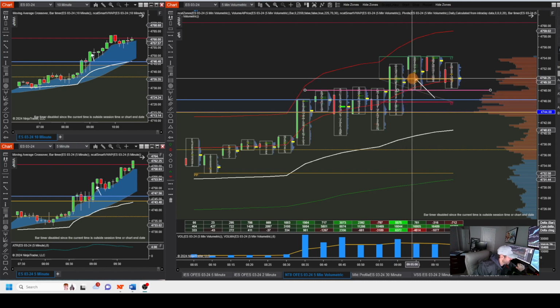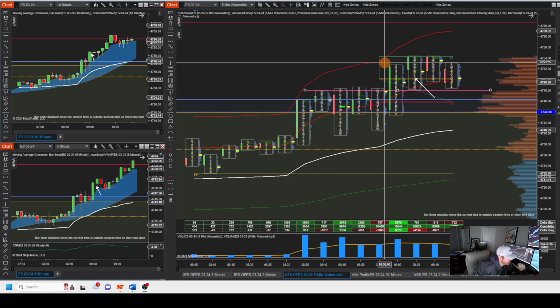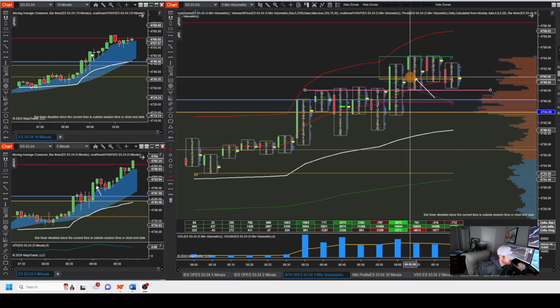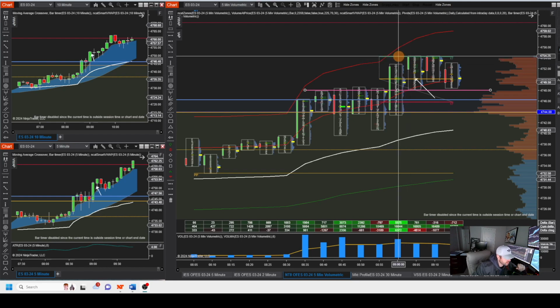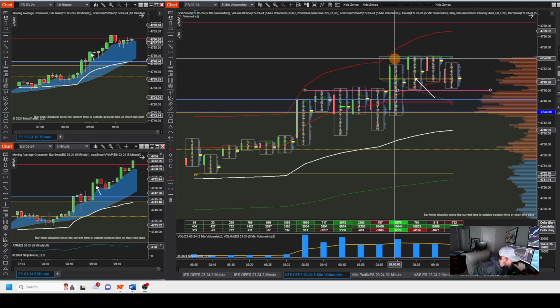you can see that I entered right about in the middle of that and got in, and then immediately upon this moving upwards, I got out with about 75% of my position after 12 ticks to pay for that trade. And then I let a runner go.